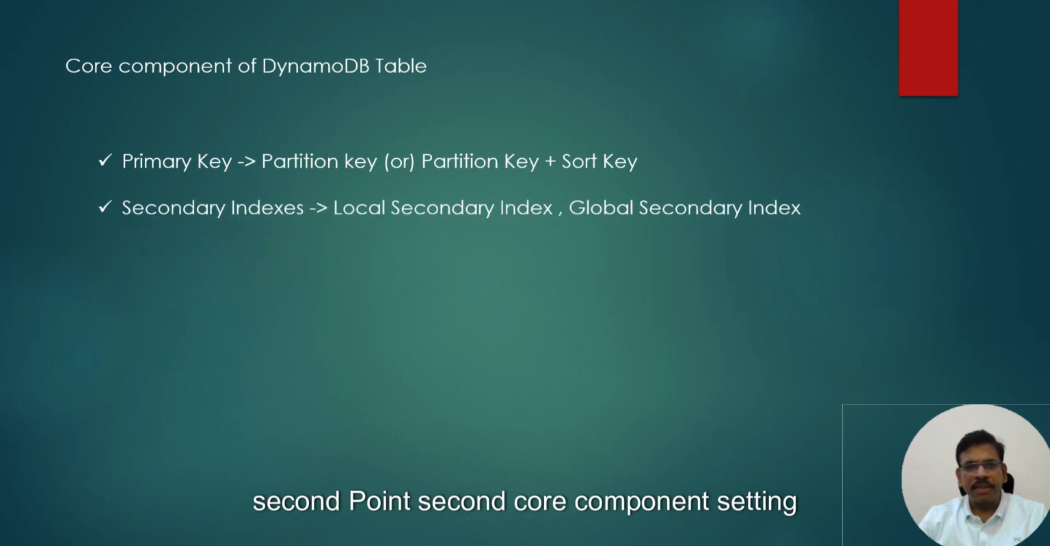Second core component, setting up indexes. If you have another column to be searched as an index, then you have the option of setting it up as a local secondary index. This is when you create the table for the first time. You can have another column combined with the partition key to serve as a local secondary index. And a global secondary index you can set up even after you create the table, where you can have different columns to be used as an index.